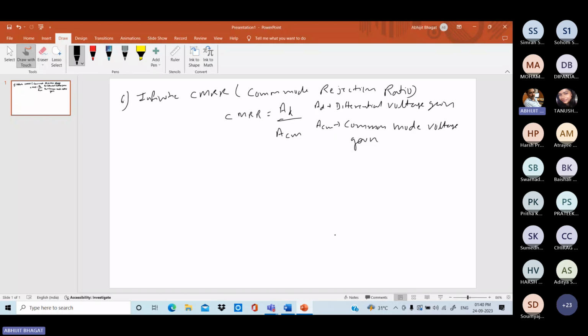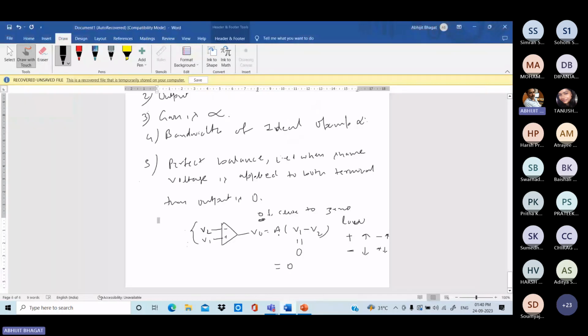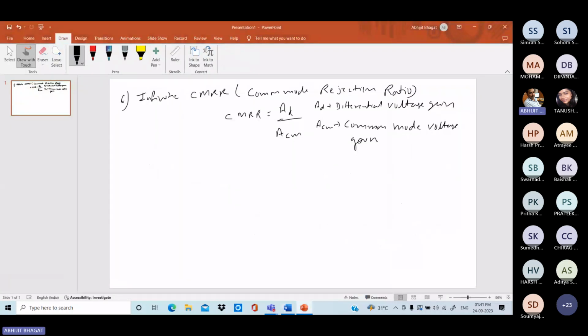And ACM is what? ACM is when you supply the same voltage, your V1 and V2 are equal. In that case, ideally you are getting 0 across the output side, but practically you are getting a very small voltage. So if you are getting a very small voltage across the output side, then your gain will be very small. So this is called ACM, the common mode voltage gain. It is the voltage gain when you are supplying the same voltage across the input terminals. I think it is clear to all of you.